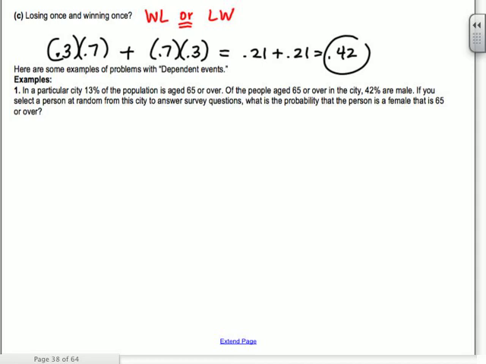Okay, so let's try some examples with dependent events. So in a particular city, 13% of the population is age 65 or over. Of the people age 65 or over in the city, 42% are male. If you select a person at random from the city to answer a survey question, what is the probability that the person is a female that is 65 or over? Okay, this is tricky. So we want the probability that someone is female and 65 or over.